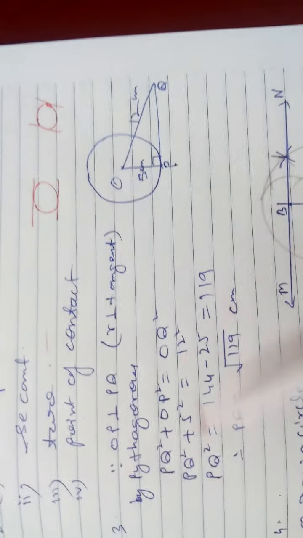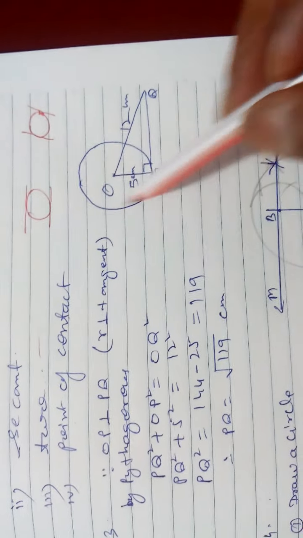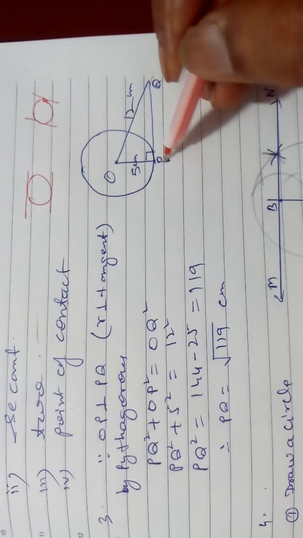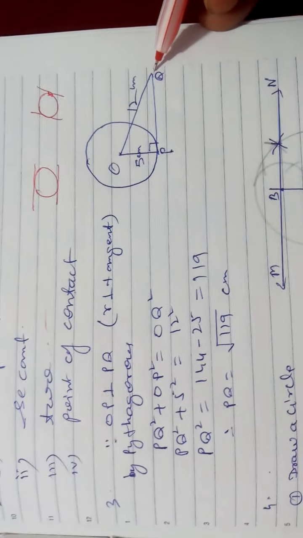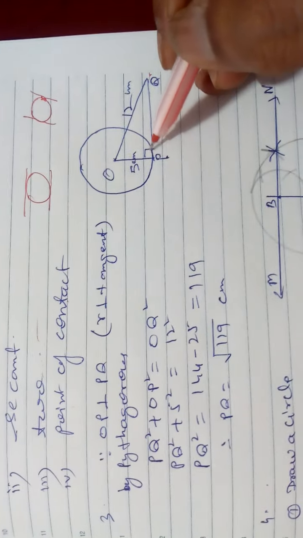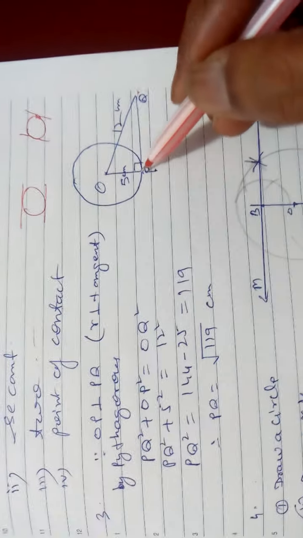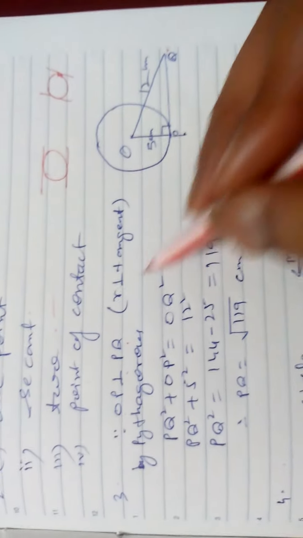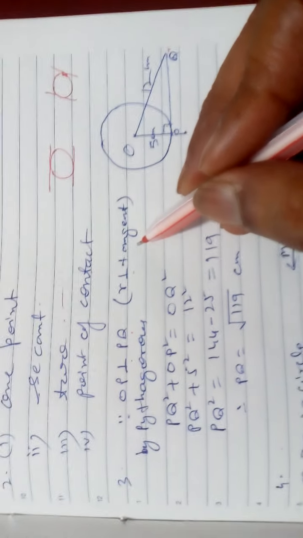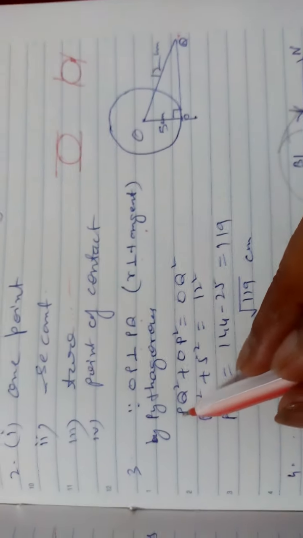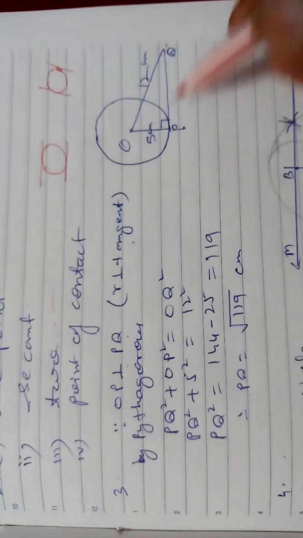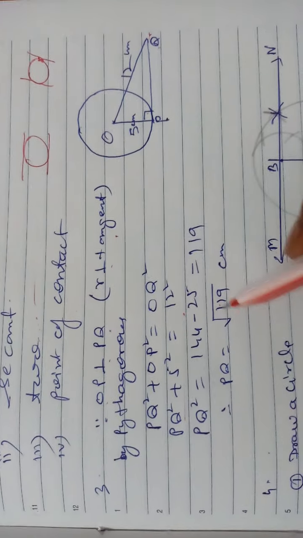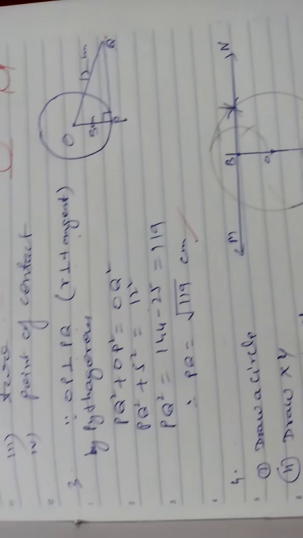You draw the figure first according to the given information. P is a point on the circle, Q is outside. So first of all you draw a circle, a rough figure, with a 90 degree angle. Why? OP is perpendicular to PQ, because the radius is perpendicular to the tangent. So by Pythagoras, OQ square is equal to OP square plus PQ square. Putting in the values and transposing, I get under root 119.